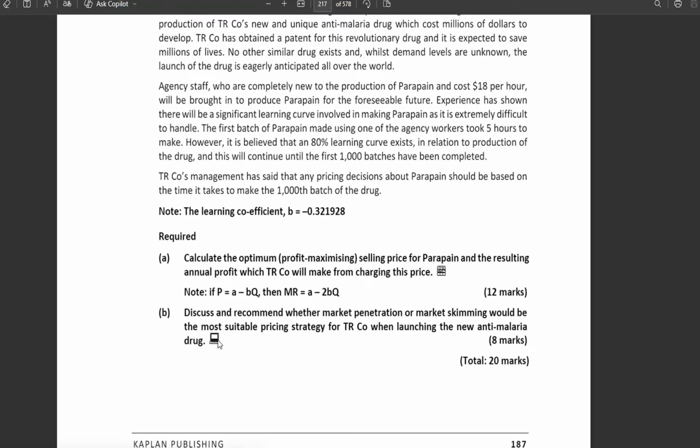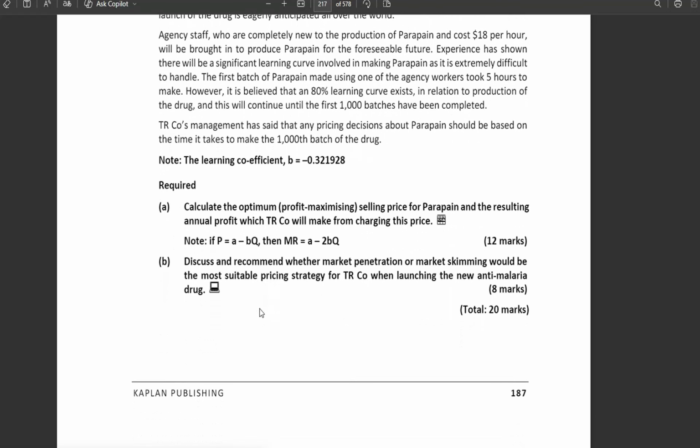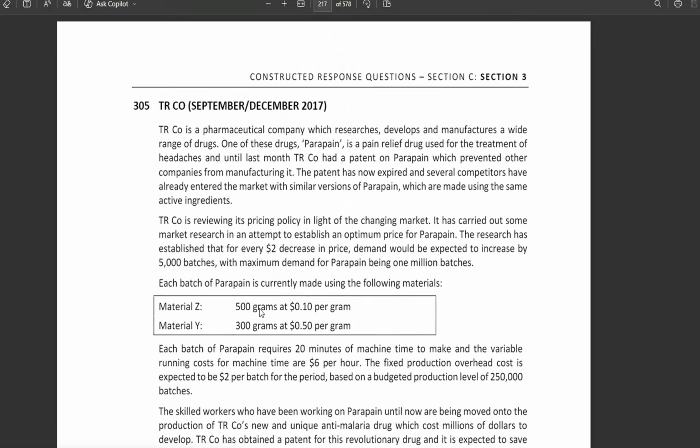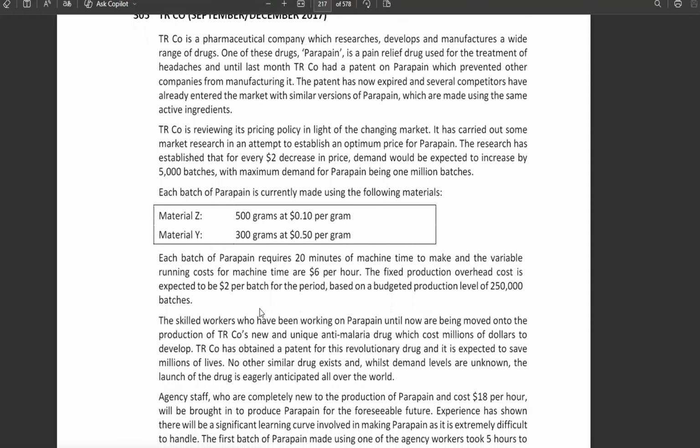If you only discuss and don't recommend the strategy they have asked for here, you will lose the marks allocated for the recommendation. So you need to focus equally on both of these verbs, and while answering the question you need to recommend as well. If you don't, you will definitely lose marks. Okay, so only 2 requirements, one for 12 marks, the other for 8. And I think part A is very easy if you know the calculation part and if you are confident as well. Now let's read the scenario, then we will come back to this requirement.